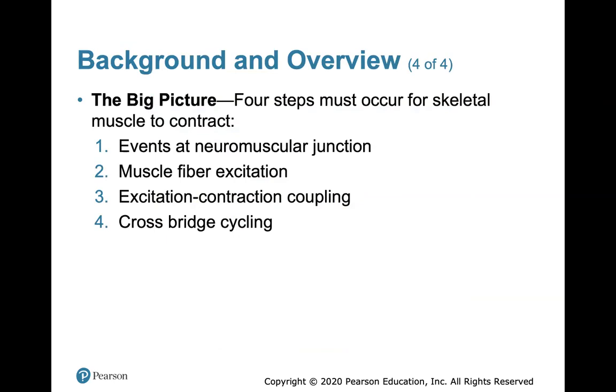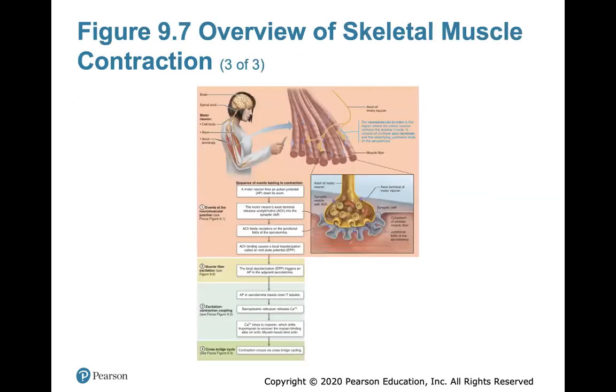The big picture of skeletal muscle contraction is looking at the events of the neuromuscular junction, the muscle fiber excitation, so the action potential traveling through the muscle fiber, then what we call excitation contraction coupling, which will be the combination of exciting the muscle fiber and the actual contraction, and then the cross bridge cycling. Again, the cross bridge means the connections that are formed between those actin and myosin filaments, and the cycling just means that it goes over and over again.